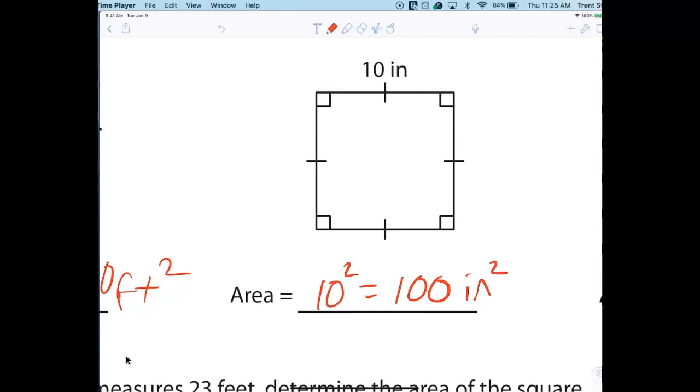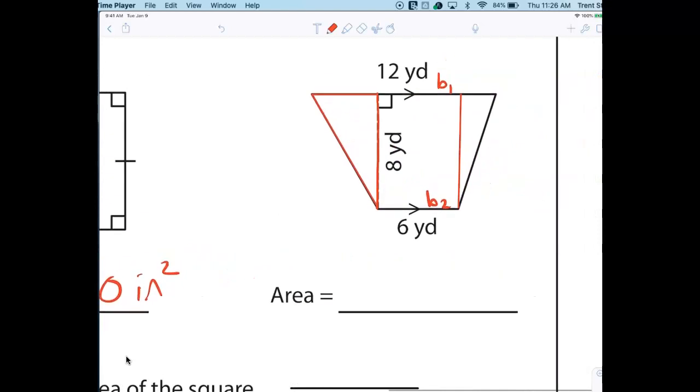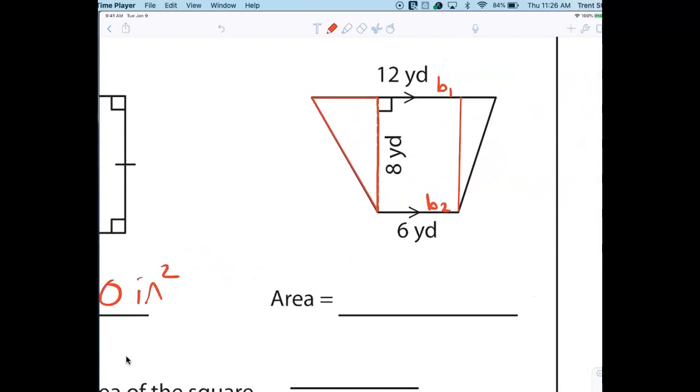Okay, what's the next one called again? Trapezoid. So again, here's how I want you to write it. Don't try to do it your own way. All right, area, 1/2. What are the two bases? 12 plus 6. What's the height?